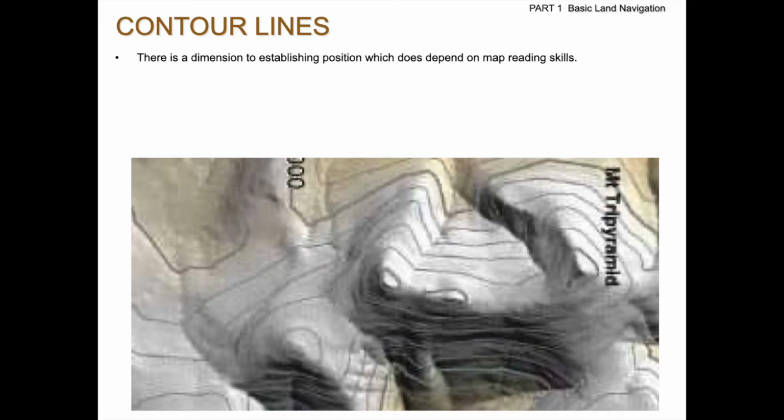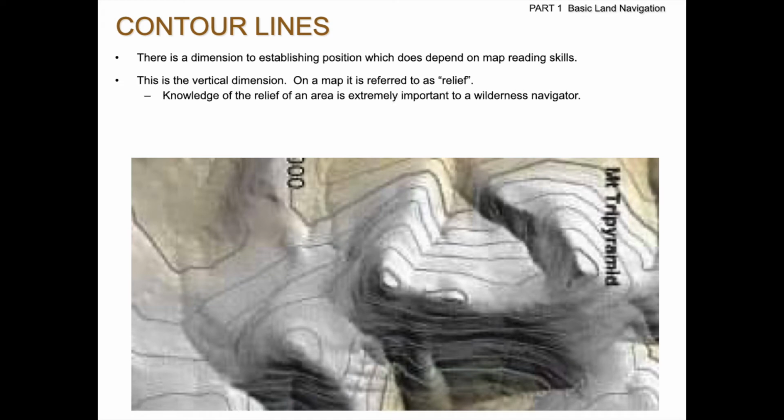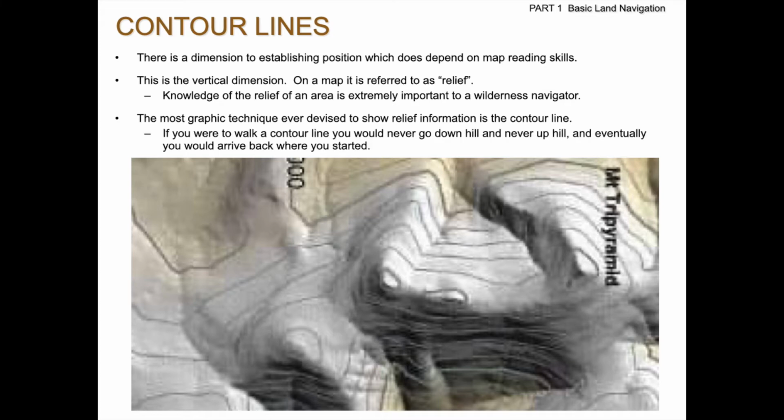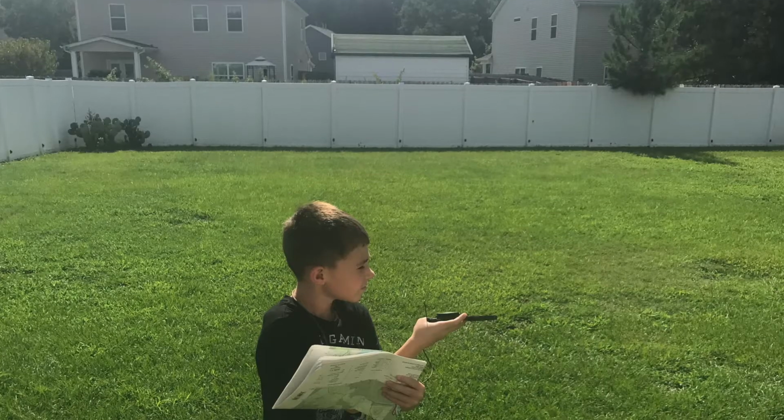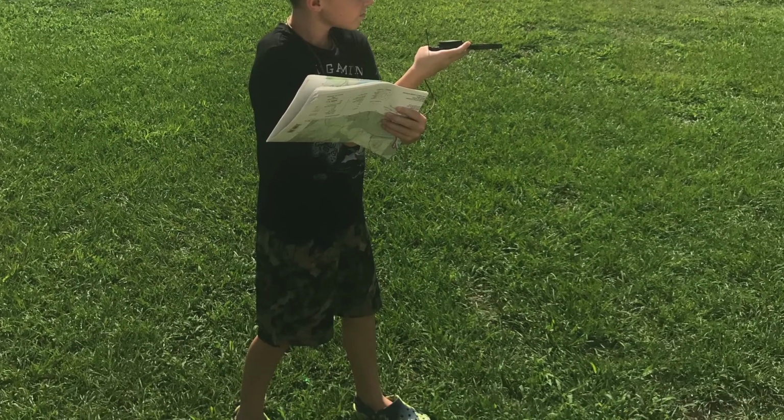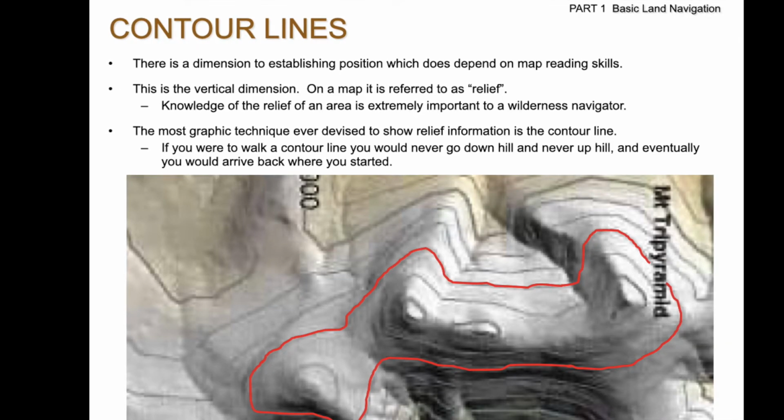Alright, there is a dimension to establishing position which does depend on map reading skills. This is the vertical dimension. On a map, it is referred to as relief. Knowledge of the relief of an area is extremely important to a wilderness navigator. The most graphic technique ever devised to show relief information is the contour line. If you were to walk a contour line, you would never go downhill and never uphill, and eventually you'd arrive back where you started.